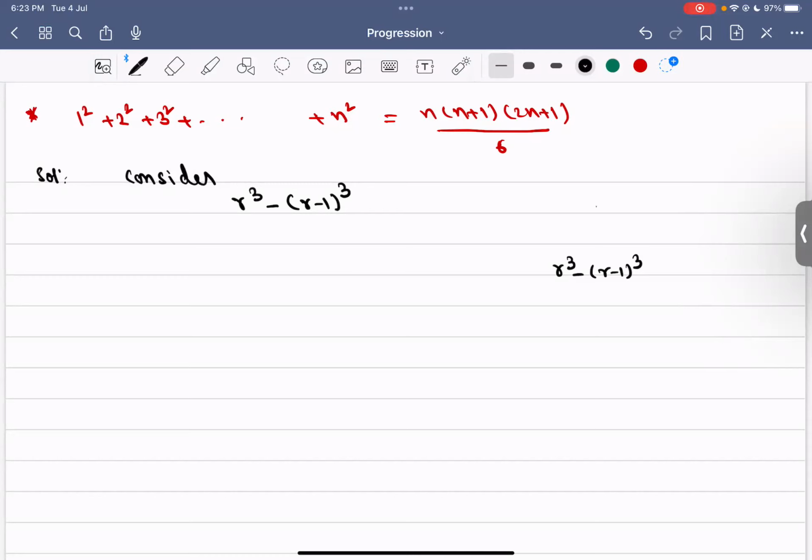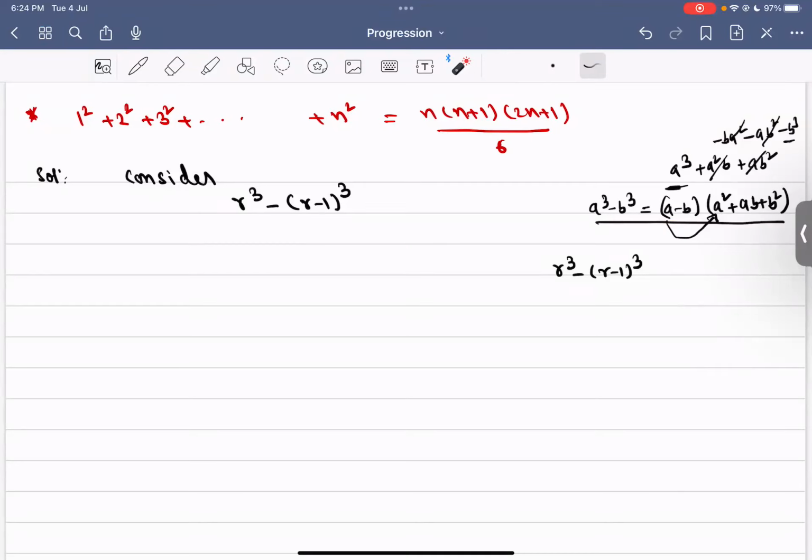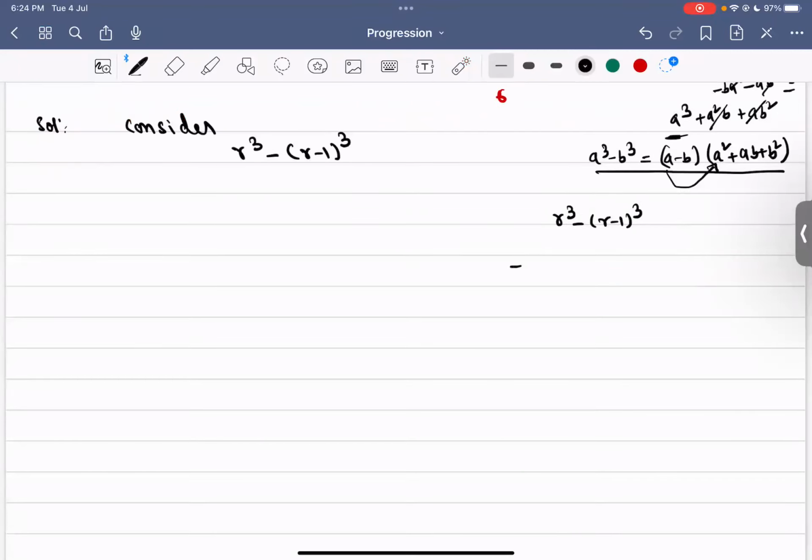So what is the a cube minus b cube formula? A cube minus b cube is equal to a minus b into a square plus ab plus b square. Is this true? You use this formula over here. So in place of a, what is there? r. In place of b, r minus 1. So if you use that, then r cube minus r minus 1 whole cube is r minus of r minus 1 into r square plus r into r minus 1 plus r minus 1 whole square.